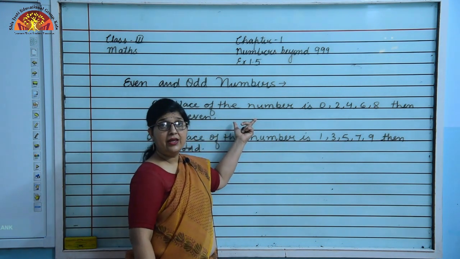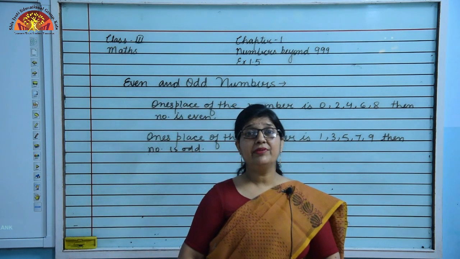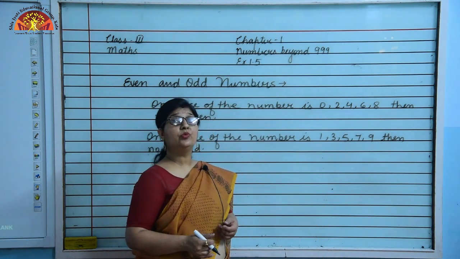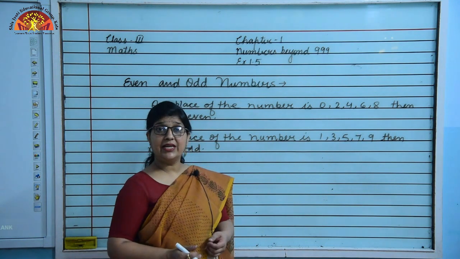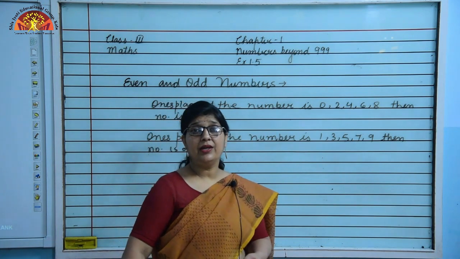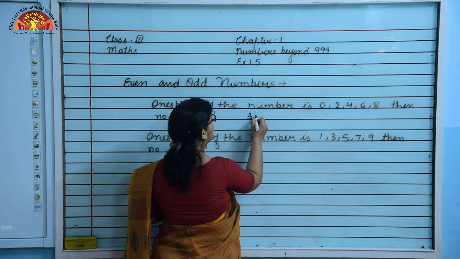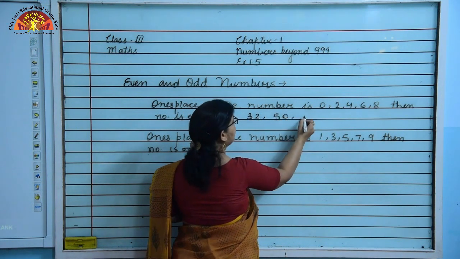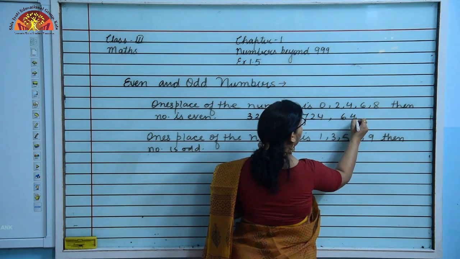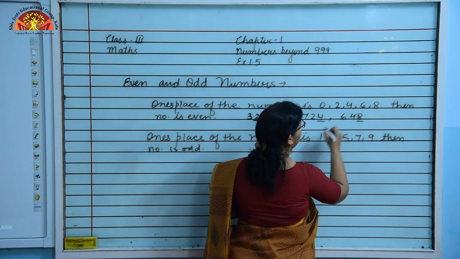So students, we also say if numbers are multiples of 2 और numbers are divisible by 2, means कोई भी number 2 से divide हो रहा है या 2 का multiple है, 2 की टेबल में आता है, that time we say number is even number. और यदि वो 2 से divide नहीं होता है तो number क्या हो जाएगा, odd हो जाएगा. Suppose we have number 32, 50, 724, 648. तो देखो यहाँ पर वंस प्लेस पर 2 है, 5 है, 4 है, 8 है.